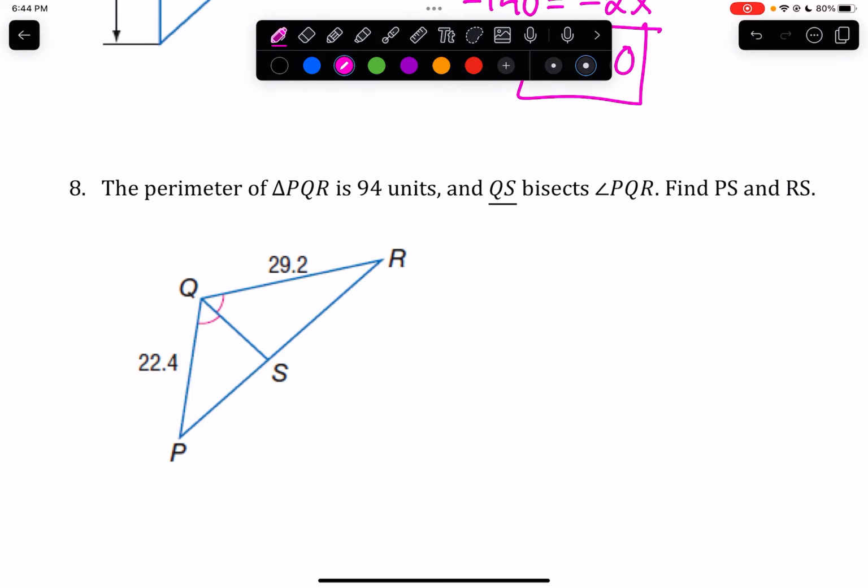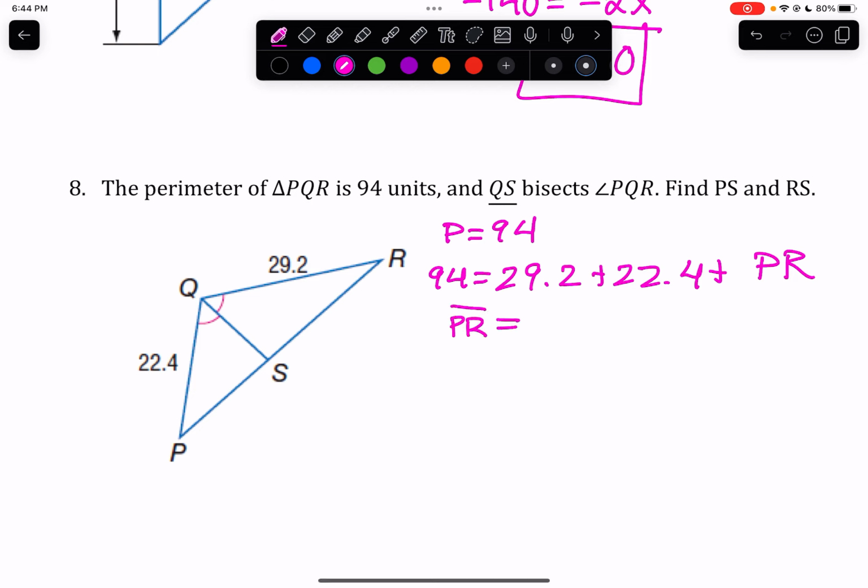The perimeter of PQR is 94 units, and QS bisects angle PQR. Find PS and PR. So the first thing that we know is that the perimeter is 94. So 94 is equal to 29.2 plus 22.4 plus PR. So I can use this to solve. So 94 minus 29.2 minus 22.4. So PR is equal to 42.4. So that's the entire thing.